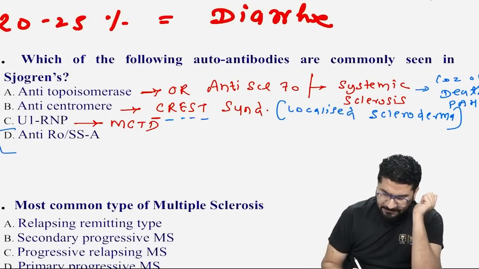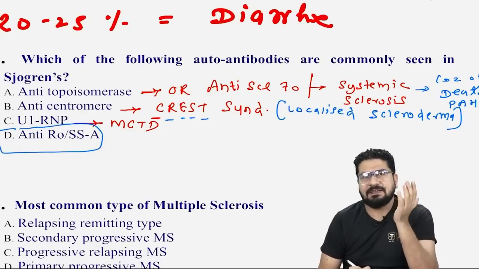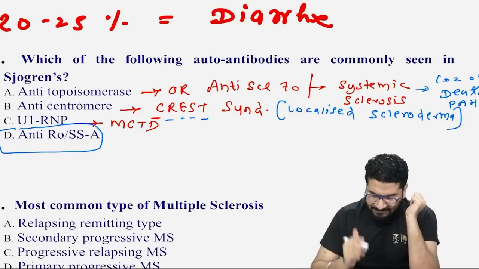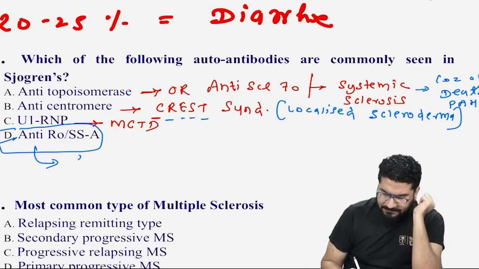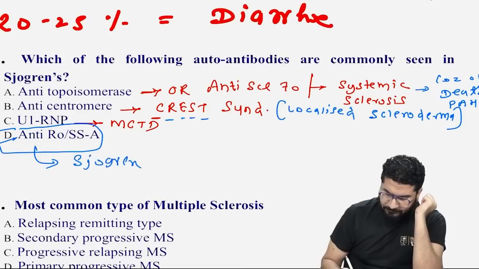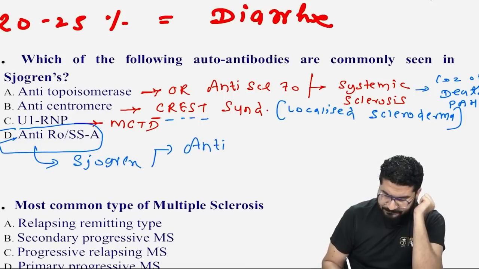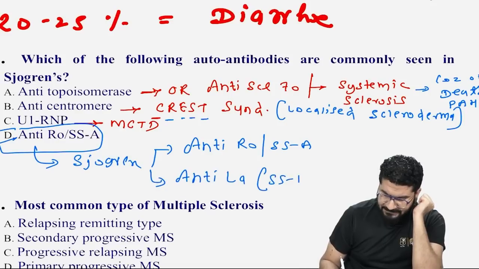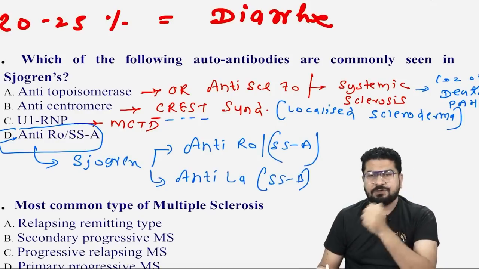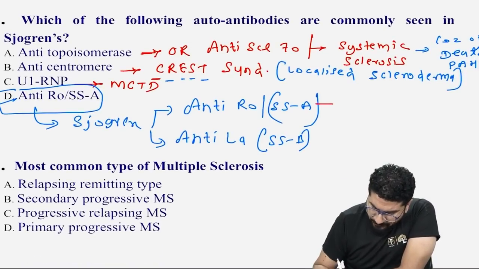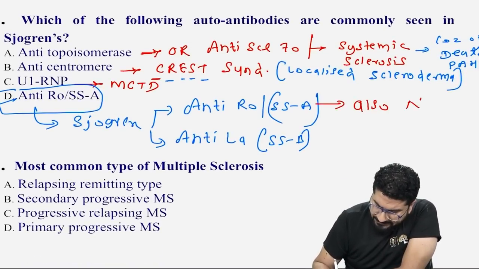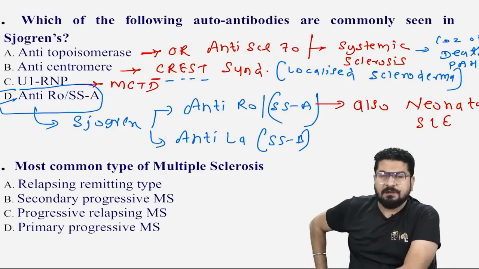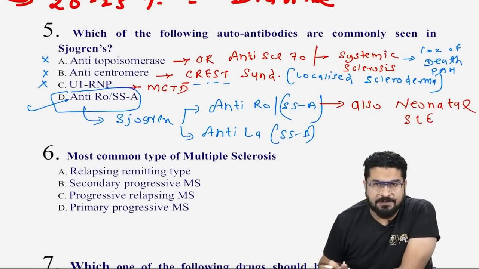And anti-Ro, the last option, is left. Anti-Ro is also called SSA, Sjogren syndrome A. You can see the name itself, this SSA, this is the answer. Anti-Ro is seen in Sjogren syndrome. So in Sjogren syndrome, you can see antibodies like anti-Ro, also called SSA, and the second antibody that we see is anti-La, also called SSB, Sjogren syndrome B. Anti-Ro antibody, remember, is also present in a condition called neonatal SLE. In neonatal SLE, you will see anti-Ro antibodies. So the answer for this question will be anti-Ro.